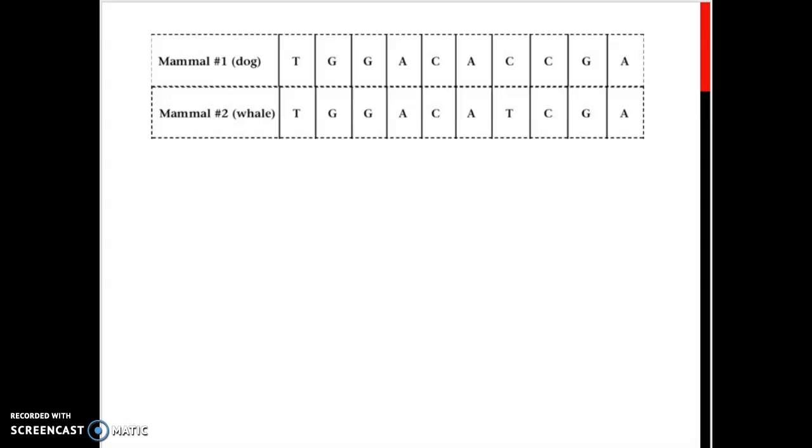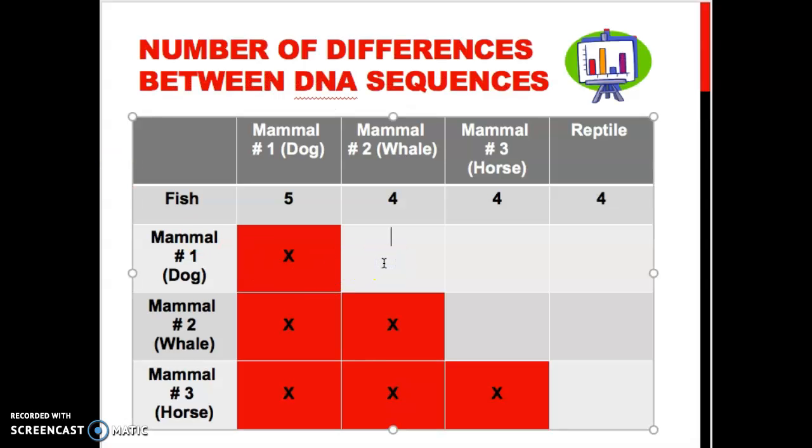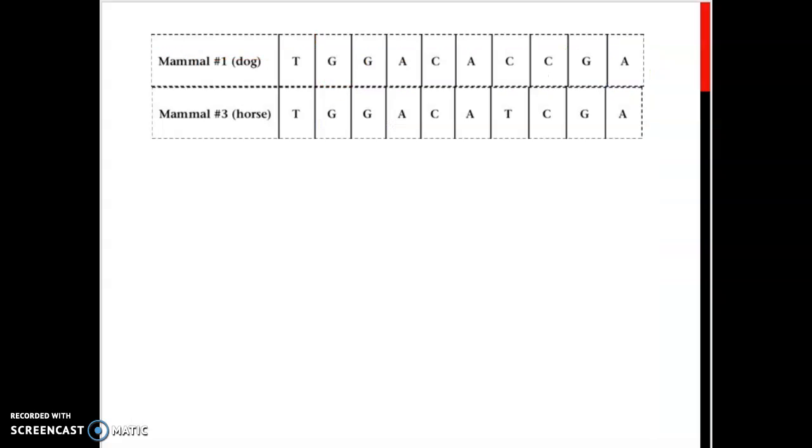You should only see 1. The only difference, these are all the same, except for right here, the C and the T. The rest of them are all the same. So in my chart, I'm going to add a 1. Okay. Now we're going to look at the dog and the horse, which is right here. See if you can find them.